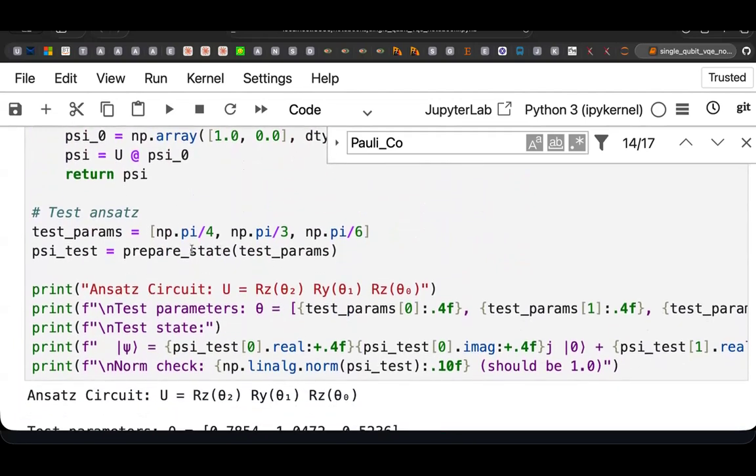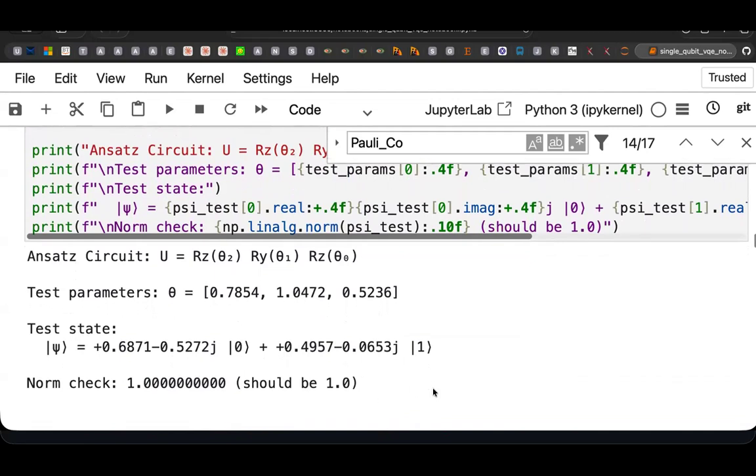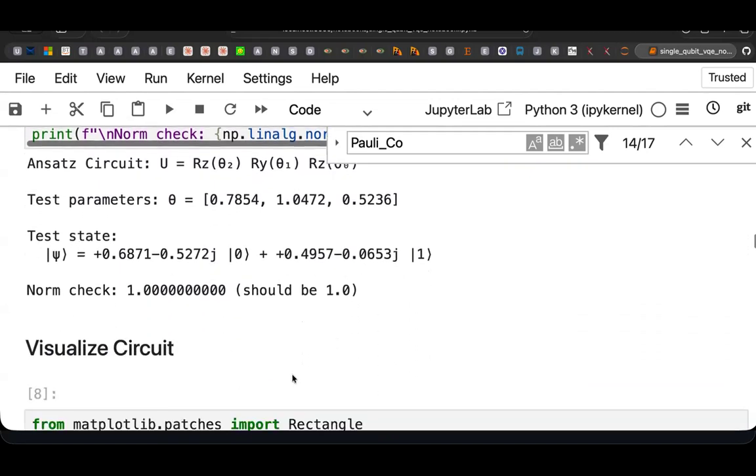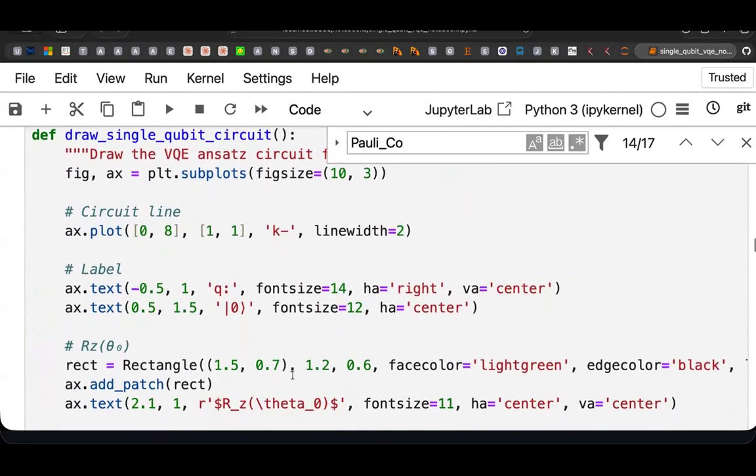Here we have some test parameters which we are using. So this is just a set of variables which we choose randomly. So these are the test parameters. This is the test state. This is any state on the Bloch sphere. We check the norm as it should be. And then we visualize the circuit here. This is just a visualization.